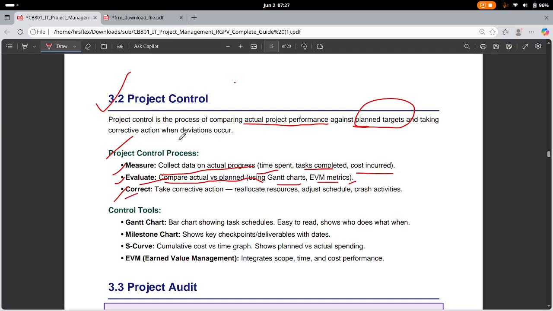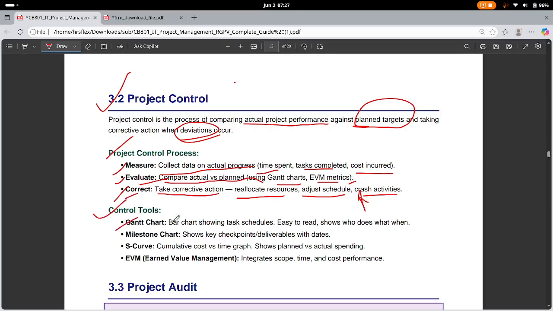If there is a delay, if there is a deviation, then take corrective actions like reallocate resources, adjust schedules, crash activity. Crash we have discussed in the last lecture, where you have a certain deadline. To complete the deadline, you are putting more resources on it. When adding more resources, the cost increases but the time decreases. That is called crash.